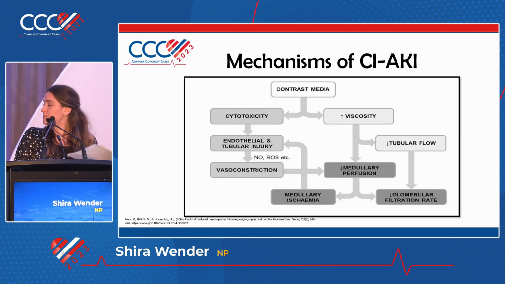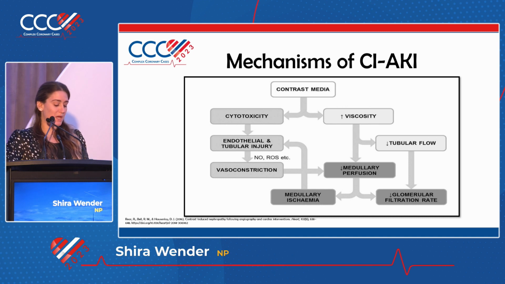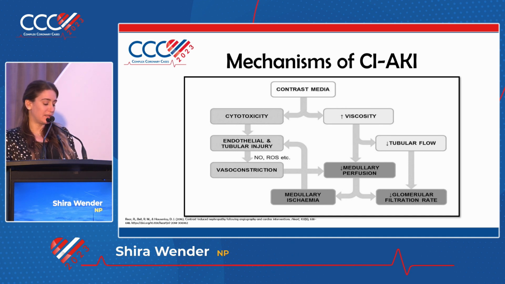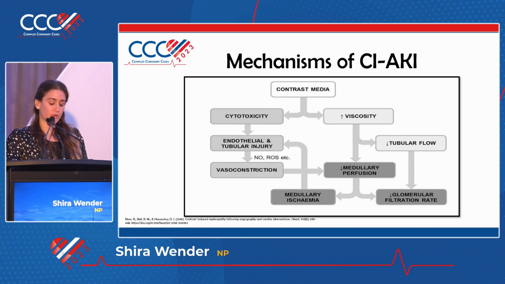What is the mechanism of contrast-induced acute kidney injury? Contrast media has a direct cytotoxicity to the nephrons, leading to cellular death and tubular injury. The increased viscosity of the contrast media also alters the renal hemodynamics, leading to intrarenal vasoconstriction, and this contributes to the medullary hypoxia. Contrast media can generate reactive oxygen species and also reduce antioxidant enzyme activity.